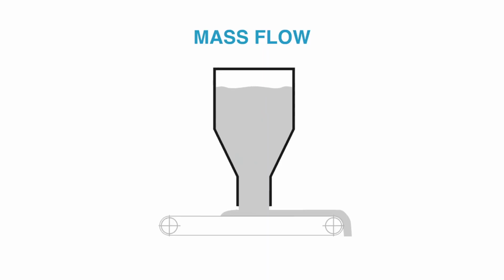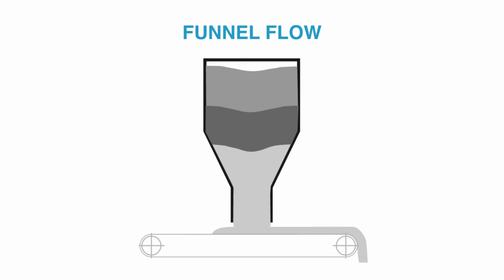Remember the definition of mass flow. With mass flow, the entire mass of material in the storage bin comes down as a single body. All of the material in the storage bin is in motion. And the indication that you have mass flow is that material is sliding on the bin walls. In contrast, with funnel flow, material shears through itself. Material is sliding on material. And the indication that you have funnel flow is that material is stagnant on the bin walls.